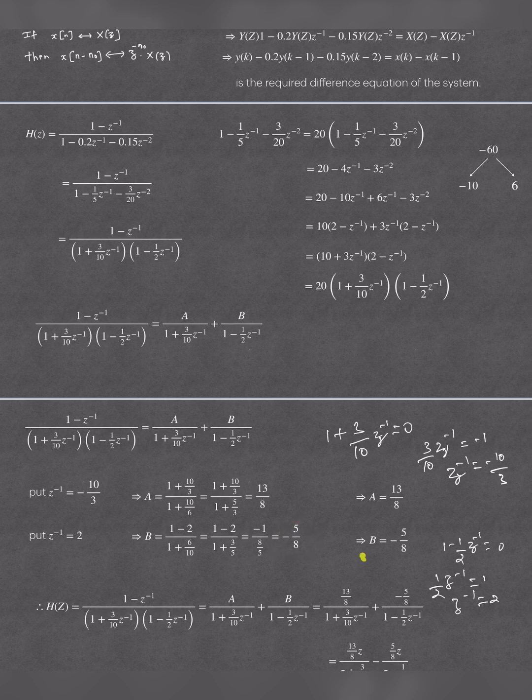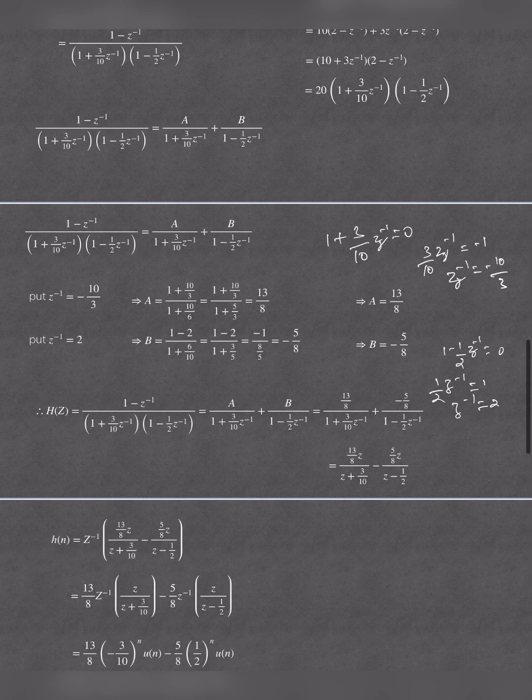So now this b value is minus 5 by 8. Now we are going to substitute a and b values here. After doing so, I just multiply with z in the numerator and denominator for both these terms. So what will happen? 13 by 8 z by z plus 3 by 10 minus 5 by 8 z by z minus 1 by 2.